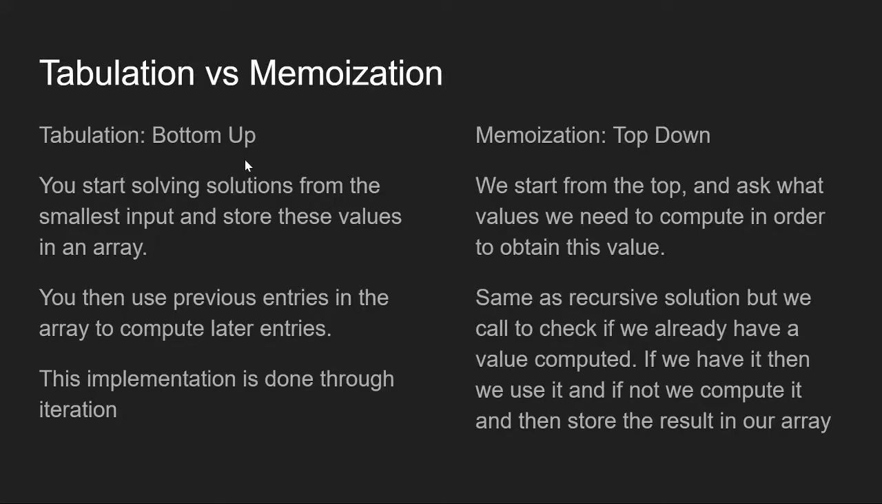So we're going to compute fib0 first, and then fib1, and then we're going to keep going linearly across an array and get each entry. Then you can use these previous entries in the array to compute the later entries, and it's done iteratively. The other way, which is a recursive way, and just an add-on to our previous recursive code, is memoization, which is top down.